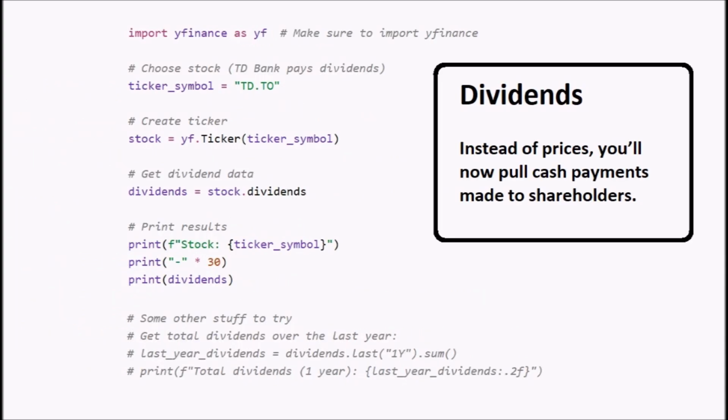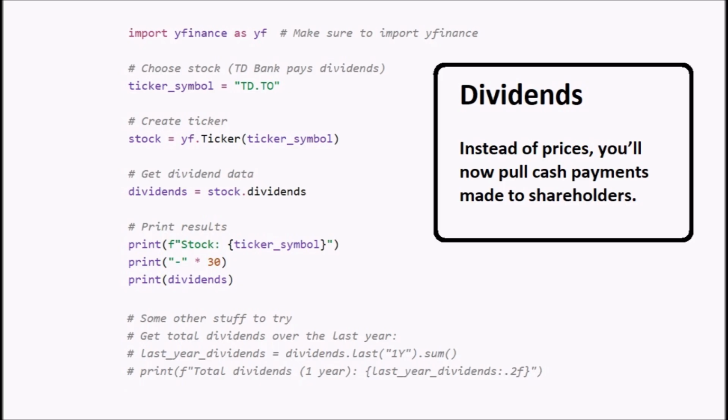Example 3, dividends. Dividends are cash payments made to shareholders. Line 1, import yfinance as yf. Imports the yfinance library. Line 3, ticker_symbol equals TD.TO. Sets the stock symbol for Toronto Dominion Bank. Line 7, stock equals yf.Ticker of ticker_symbol. Creates a ticker object to access the stock's data. Line 9, dividends equals stock.dividends. Retrieves the dividend history and stores it in a variable called dividends.